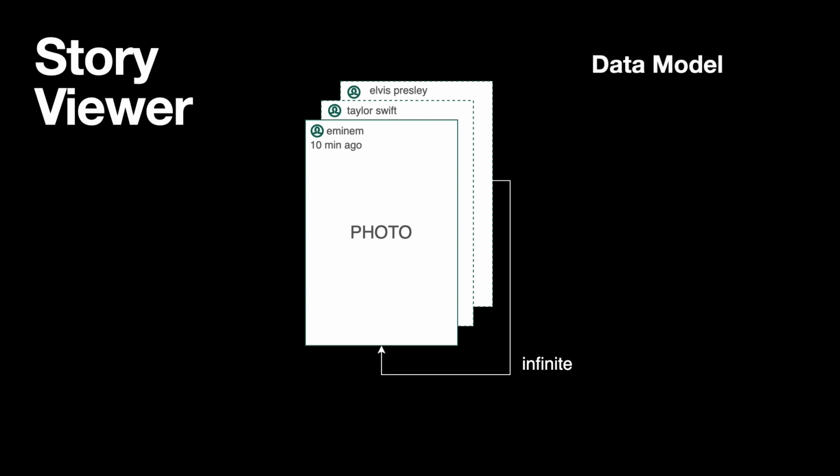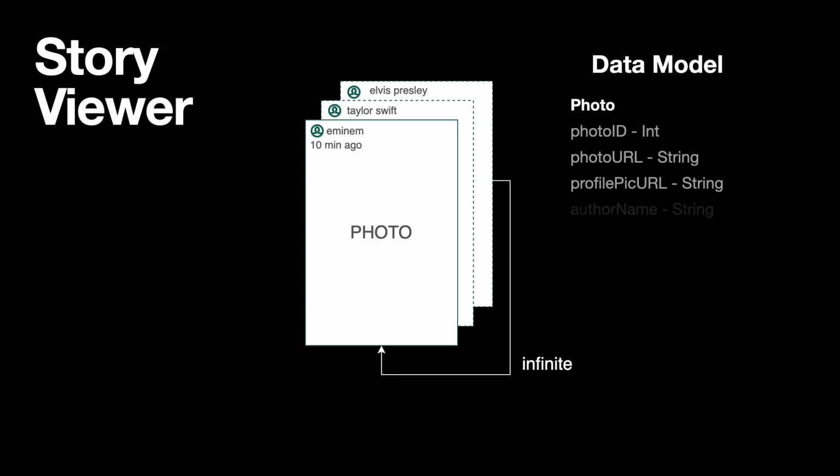Let's start with the data model. We have only one entity today, the photo class, that represents our stories. It has the following properties: photo ID, a unique object identifier; photo URL, a link to download the image file; profile pic URL, a link to the avatar image file of the story author; author's name; created at, the timestamp of when the photo was posted; and expire at, the timestamp of when the photo expires and shouldn't be shown to the user.